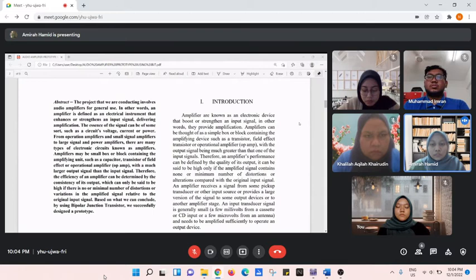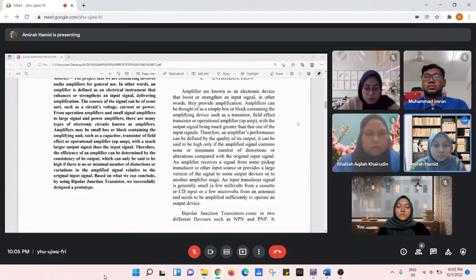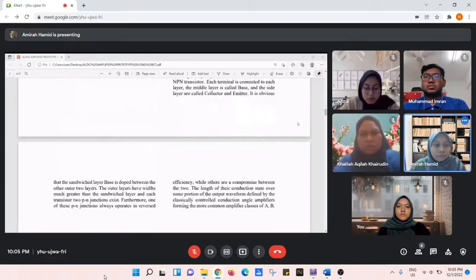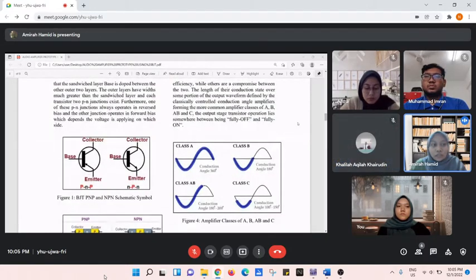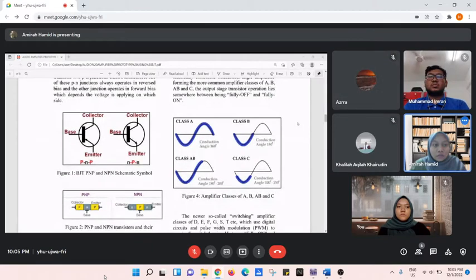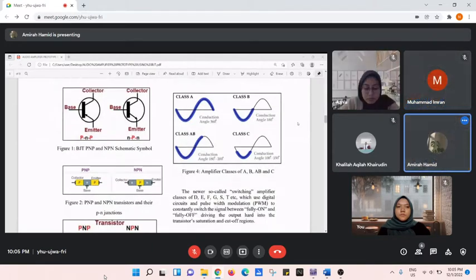One of these PN junctions always operates in reverse bias and the other junction operates in forward bias, which depends on the voltage applied on which side. Okay, you can see the PNP and NPN.